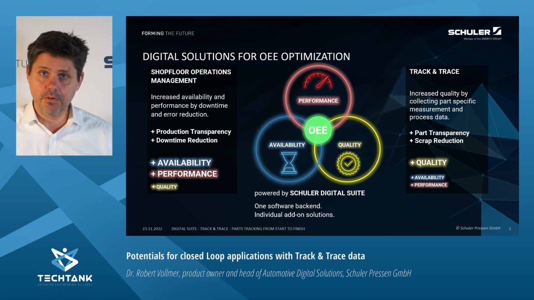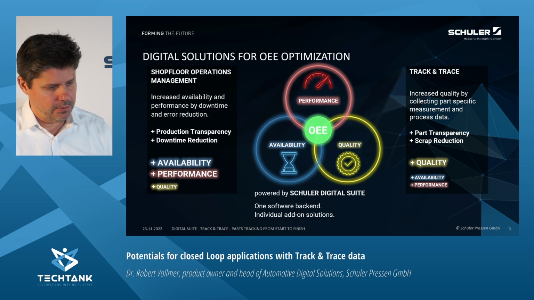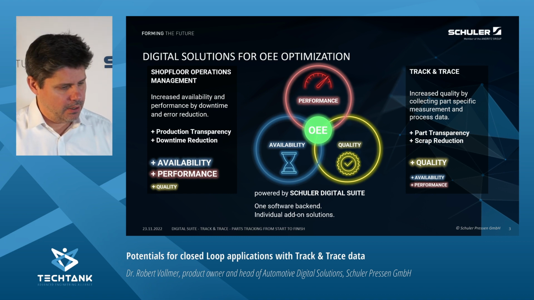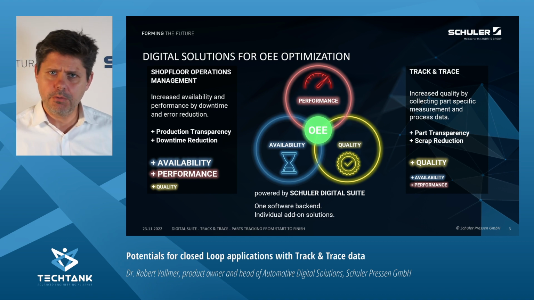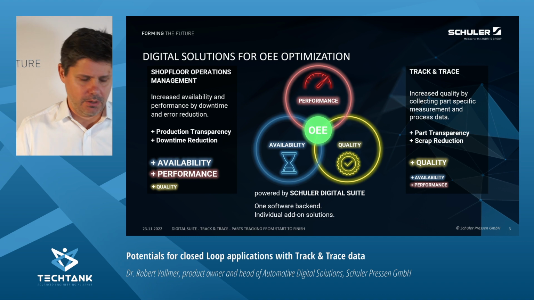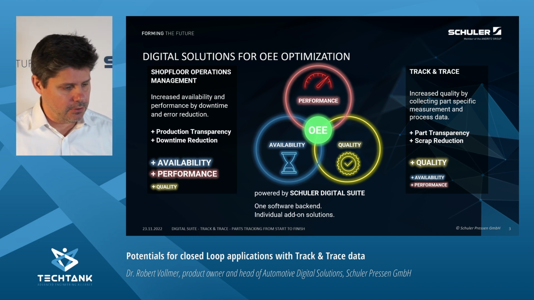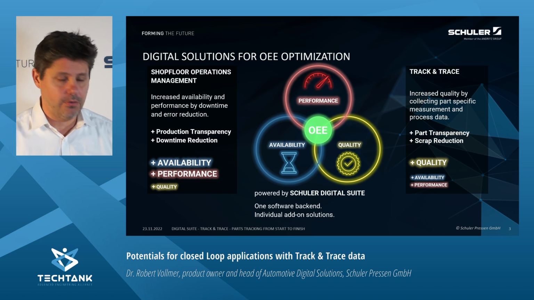Just a brief overview about what kind of solutions we have available in the press shop. Today in the automotive industry, we are very often talking about the OEE of a press shop, and of course, we want to improve these KPIs. We are working on solutions to give you the right tools to improve your performance, your availability, and also your quality. Regarding performance and availability, we have a rather new solution on the market, the shop floor operations management, which helps you improve on this side of the OEE.